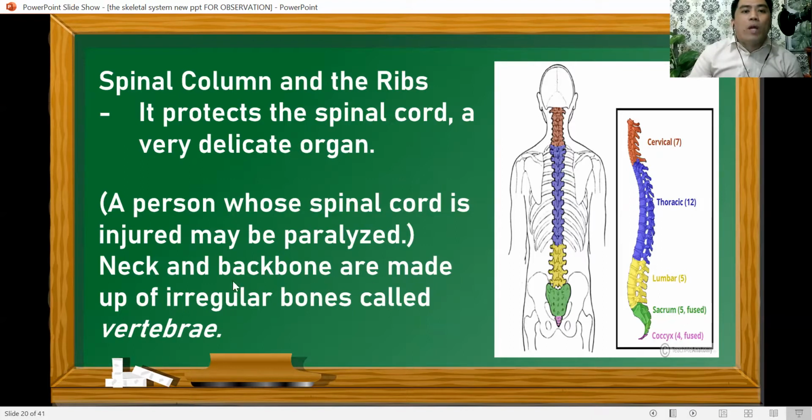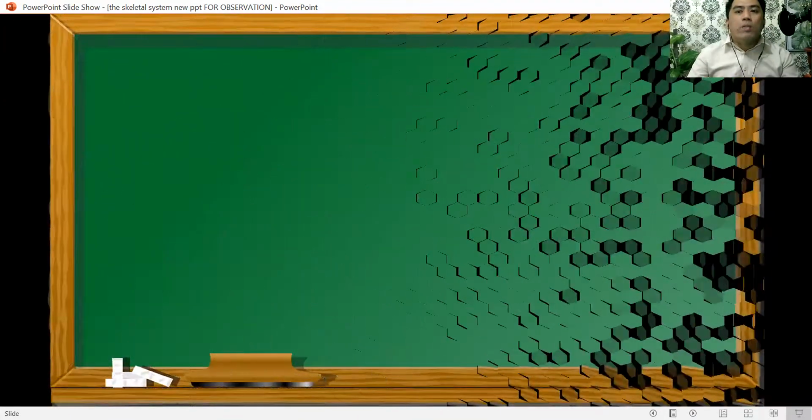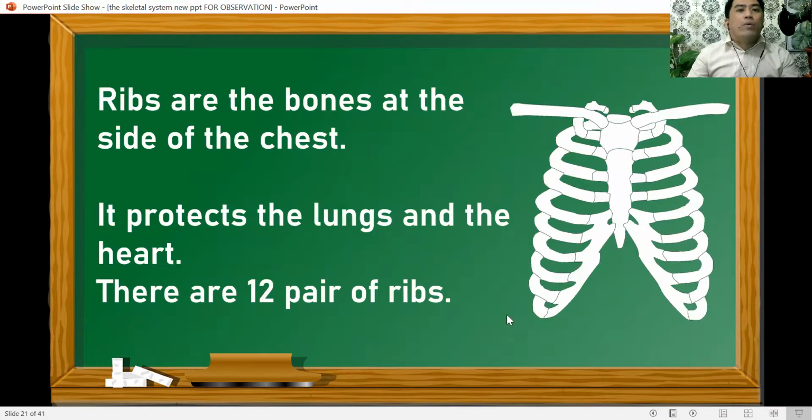So neck and backbone are made up of irregular bones called the vertebra or the vertebrae. Yan. So hindi lang yan isang buto. Maraming buto yan na pinagdugtong-dugtong. So parang Lego na dinidikit na dugtong-dugtong. Next, we have, yan, ito yung ribs. So ribs are bones at the side of the chest. So yun dito yan. So it protects the lungs and the heart. There are 12 pairs of ribs.